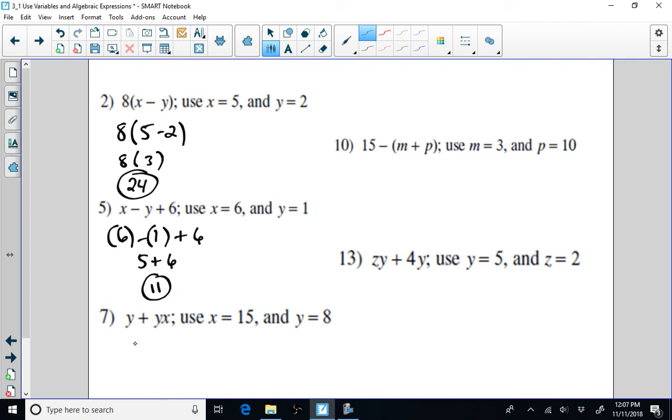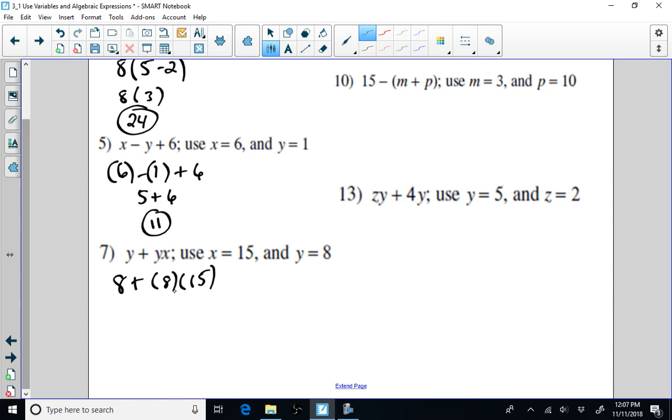We have our next expression, which is a number y plus that number y times another number x. Y is going to be 8. X is going to be 15. So that becomes 8 plus 8 times 15. Have to do the multiplication first. So 8 times 15 is going to be 80 plus 40. That's 120. So that's 8 plus 120. That should be 128.